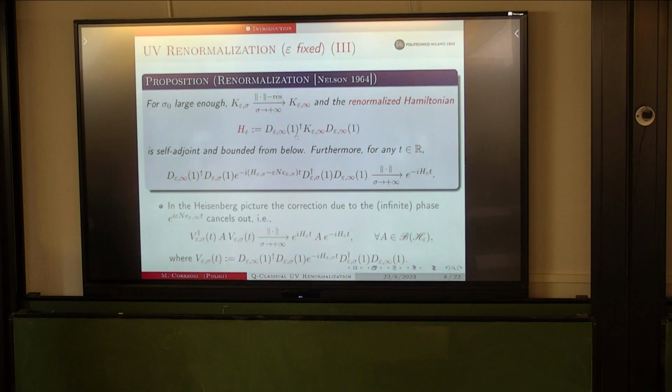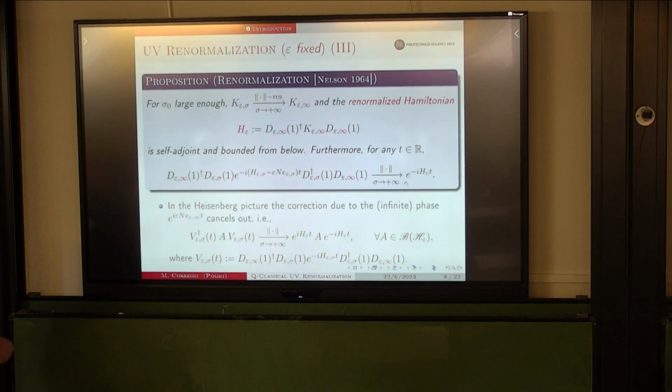Now this is a self-adjoint operator. It is bounded from below just because k epsilon infinity is, and just because you are conjugating it with unitary operators. But more importantly, if you look at the dynamics generated by the cutoff Hamiltonian, when you subtract the self-energy, and you conjugate in the proper way with the dressing with the cutoff fixed and the dressing at infinity, and you take the limit sigma to infinity, that unitary group converges to the dynamics generated by the renormalized Hamiltonian. And that's basically how the ultraviolet renormalization goes for Nelson.